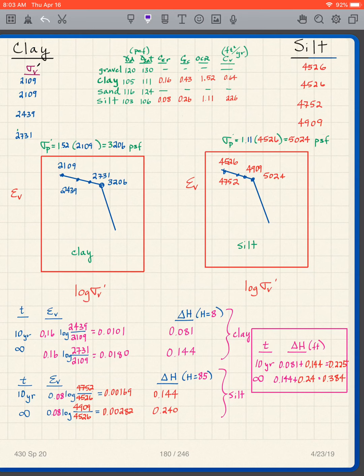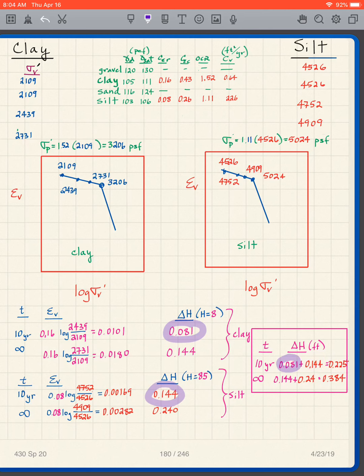So let's do the 10-year one then. The delta H in the clay is 0.081. The delta H in the silt is 0.144. And we have to add those two values together to get the actual settlement of the building, which is 0.225.